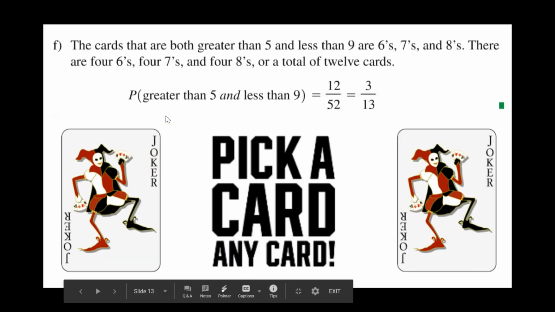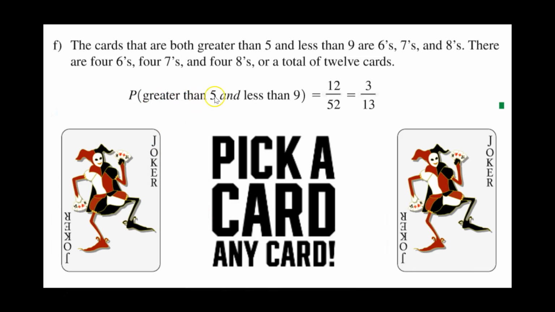So what is the probability of us getting a number greater than 5 and less than 9? Remember, all the numbers go up to 10, but we need to know the probability between 5 and 9. So what are the numbers between 5 and 9? 6, 7, and 8. There are 4 6s, 4 7s, 4 8s, which makes it 12. If you add them all together, over 52 is the total, and that gives us 3 over 13.